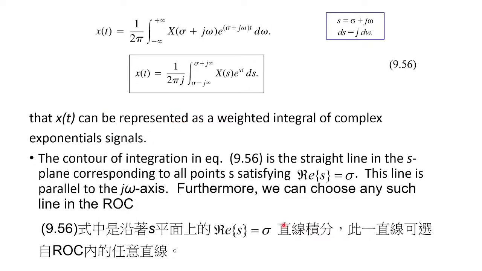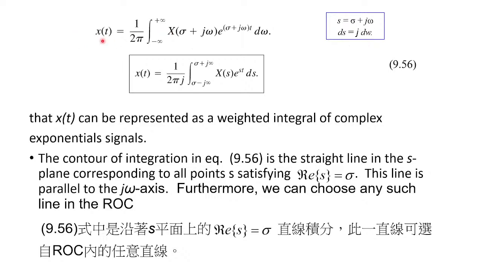Okay. Now I make this a little more confusing. Now we group the sigma plus j omega together, and so those together become a complex number S. And now this integration. But sigma is still kind of constant. We're only integrating over the omega, and ds equals j d omega. Okay, it should be d omega. But anyway, so ds equals j d omega, so you can change d omega to 1 over j ds.